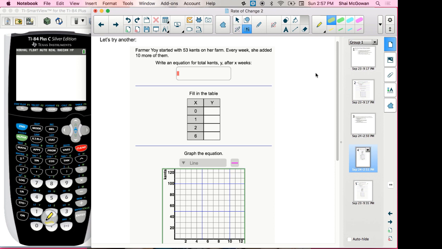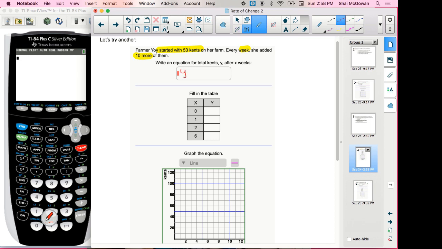Here's another example that I want to do with you with the calculator and in GMM, just so that you can get the hang of it. It says Farmer Joy started with 53 cents. So started with 53 cents on her farm. Every week, she added 10 more. So now this one has us going straight to writing an equation. It says write an equation for total cents, y, after x weeks.